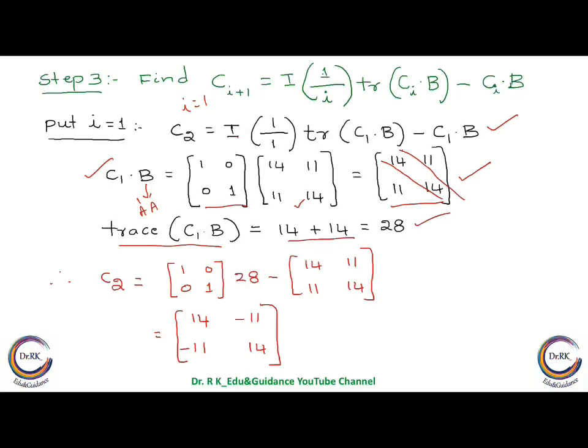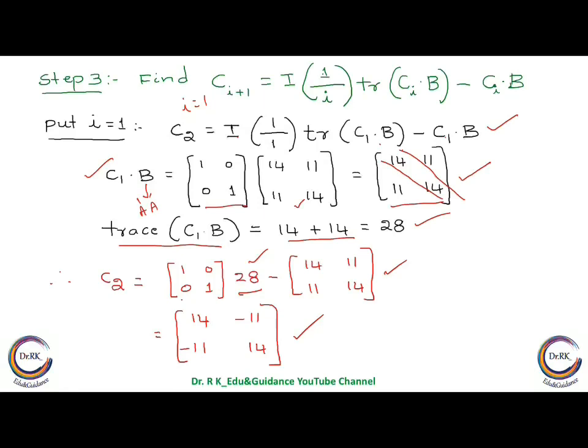So now we got C1b, and trace of C1b, we will find C2. C2 is identity matrix, that is 1, 0, 0, 1 into 1. Trace is 28 minus C1b, that is 14, 11. Right? So this one. Right? So now we got C2.